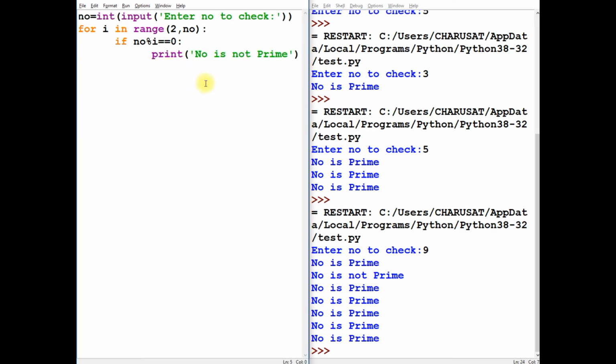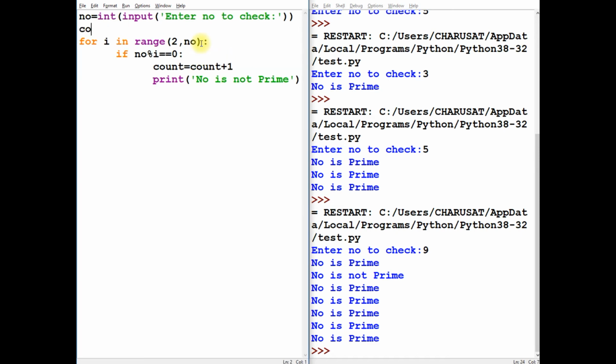So actually I cannot do this. What I have to do is I have to take a variable here which will look after how many times this condition is correct. Okay, so let us say I'm having one variable, let us say counter. So what I'll do is I'll add count equal to count plus 1, and initially I'll start my count with 0.